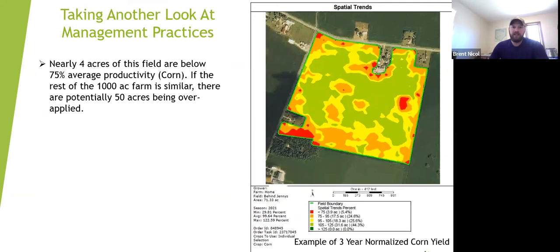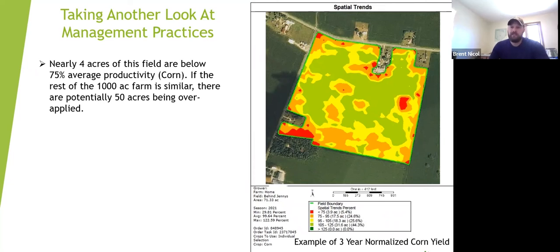The two areas that might need the most attention are along the woods and what appears to be a wet hole on the east end of the field. Looking at the spatial trends, we see that there are about 4 acres of this field that are below 75% productivity when the field is put to corn.